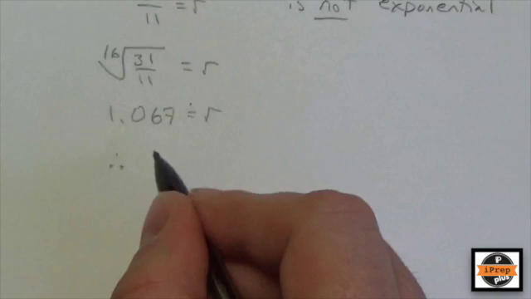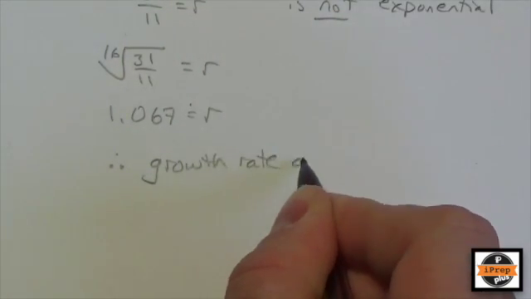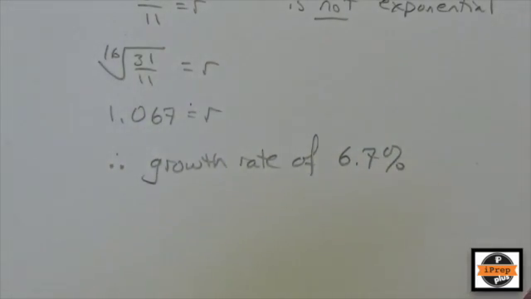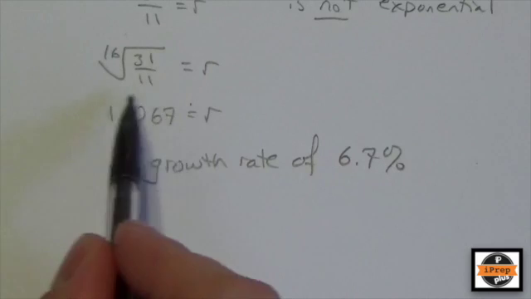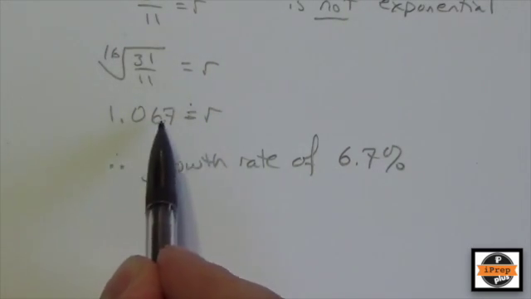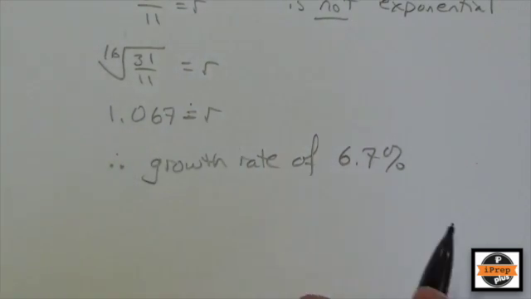So therefore we conclude that we've got a growth rate of 6.7%. Again, because the R value, the rate that we found in our equation here, is 1.067. Again, that represents 100% plus this additional little bit left over, which translates to the 6.7.